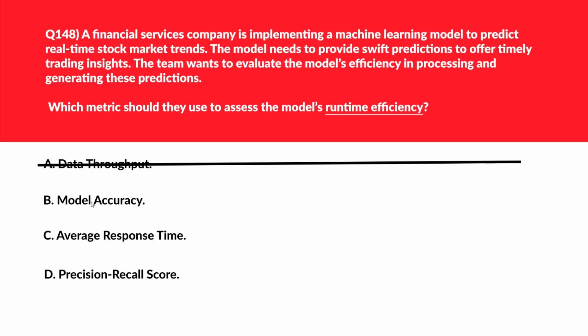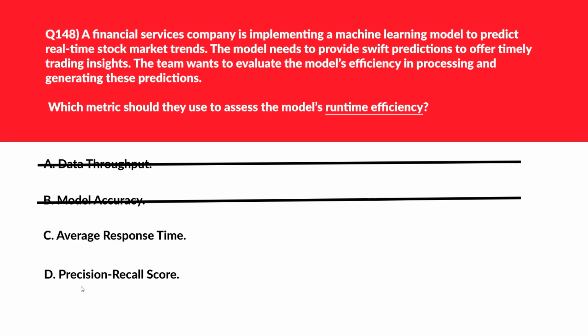Let's move to option B. B says model accuracy. Accuracy evaluates the correctness of predictions, not the speed of generating them. That being said, it is again incorrect. Let's now move to option C. C says average response time. Average response time measures the time taken for the model to generate predictions, which is critical for ensuring timely insights in real-time trading applications. So we'll park this option.